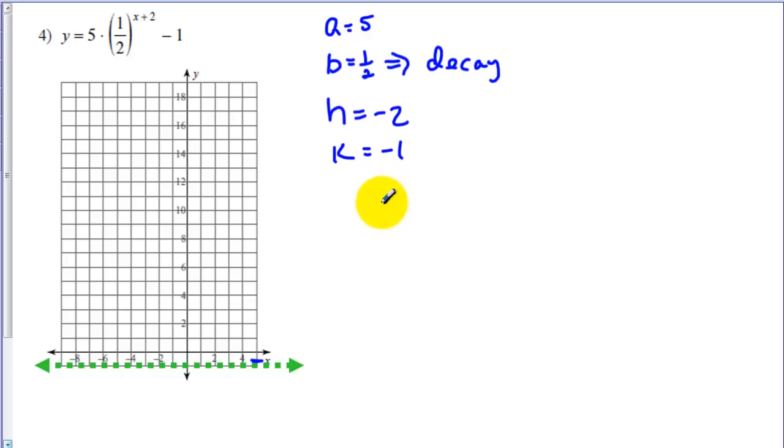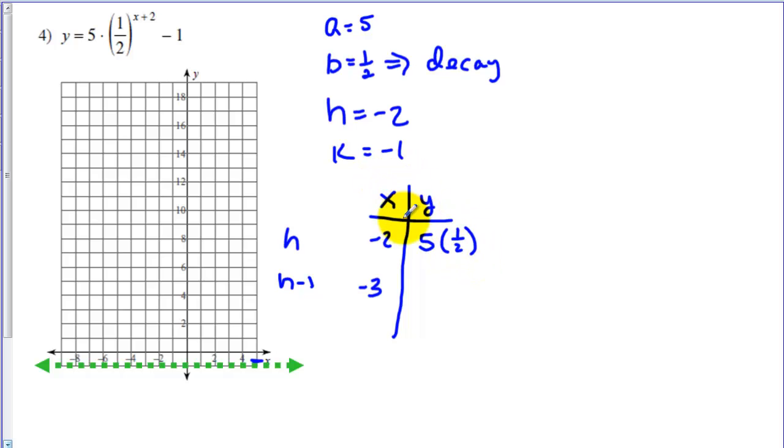And now we're going to pick 2 values just like we did last time, except when it's decay, we're going to pick H and H minus 1. So I'm going to pick -2 and -3, and we're just going to plug those in. So I've got 5 times 1/2. Now when I put -2 in here, I've got -2 plus 2 is 0. Minus 1. Remember, anything to the 0 power is 1, so I've got 5 minus 1, I get 4. Again, this is going to be A plus K if you pick H for our initial point. So here we're at -2 and 4.